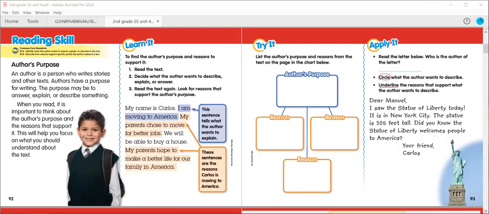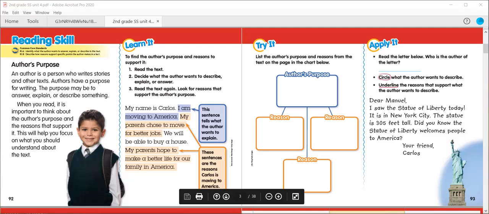So this passage says, "My name is Carlos. I am moving to America. My parents chose to move for better jobs. We will be able to buy a house. My parents hope to make a better life for our family in America." So let's read through that one more time to figure out what the author's purpose is and what reasons the author gives to support that purpose.